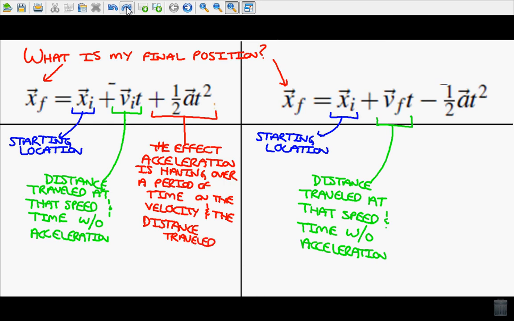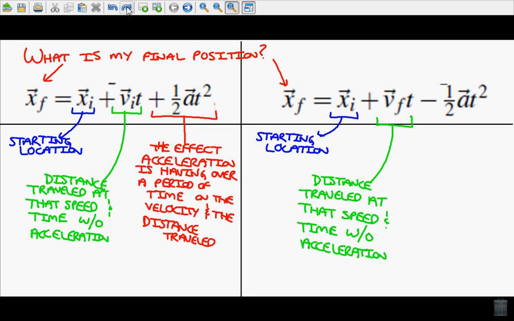So looking at these equations, we have these three parts. The first part is saying, okay, where did you start? The middle piece is saying, okay, without acceleration, just at that speed, how far would you have gone in that amount of time? The last part of the equation is saying, okay, what effect is acceleration having on the distance that I traveled?